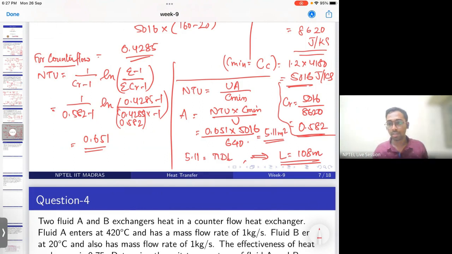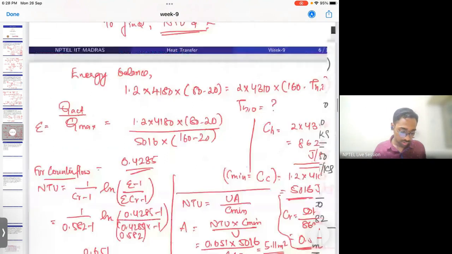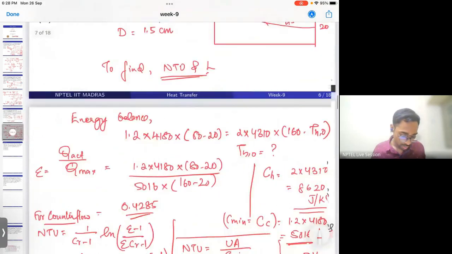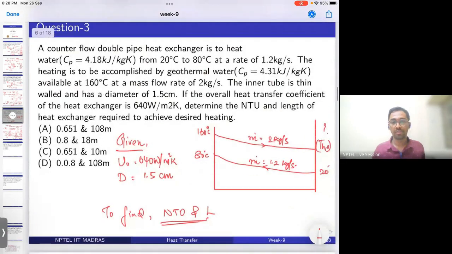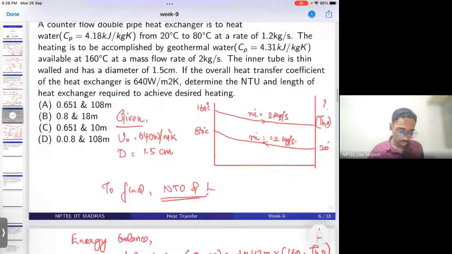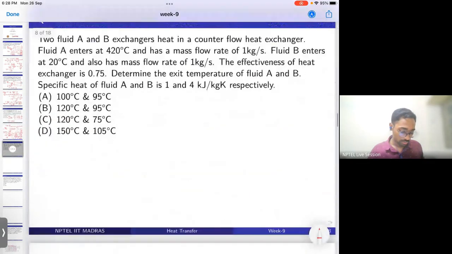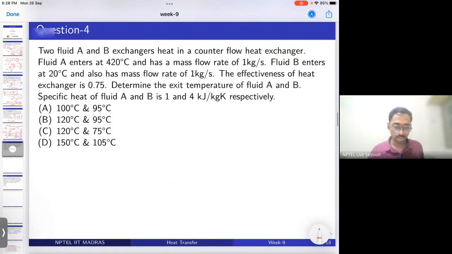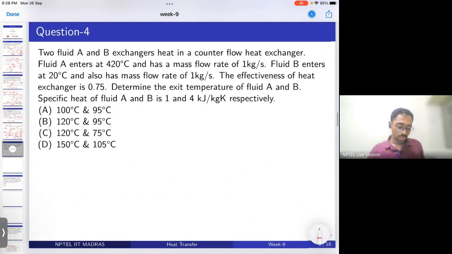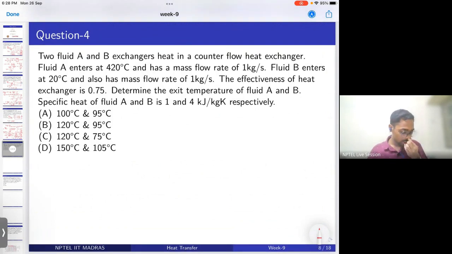I hope this was clear. So this is the application of the effectiveness NTU method. It's a question of applying that effectiveness NTU method. So let's move on to the next question.